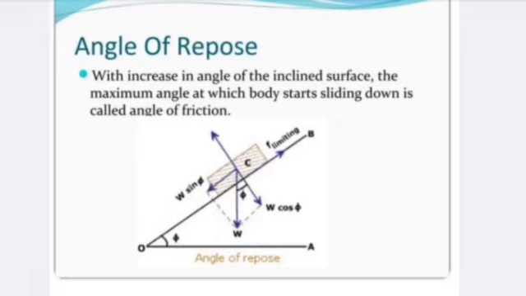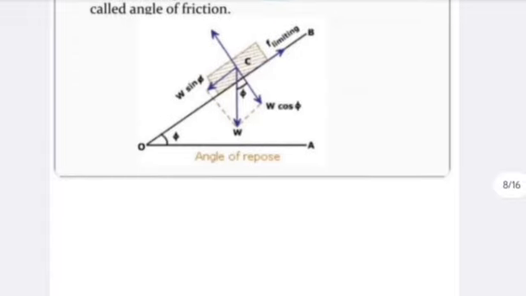Next is angle of repose. With increase in the angle of the inclined surface, the maximum angle at which the body starts sliding down is called angle of repose.